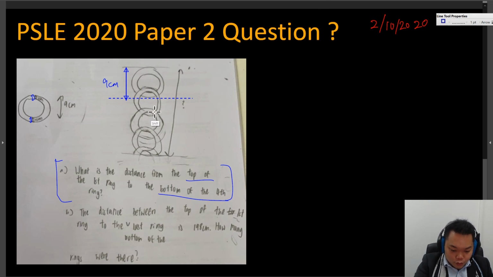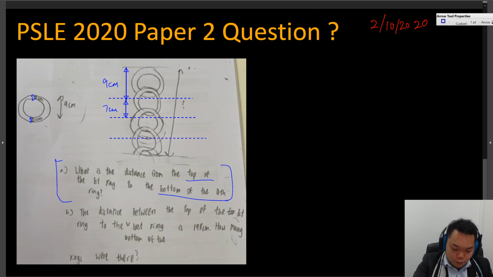Correct? The second ring over here, when you put this on, first it will go through the first ring. Now because there's 2 cm over here in total, the remaining distance from here to the bottom of the second ring would now be 7 cm.